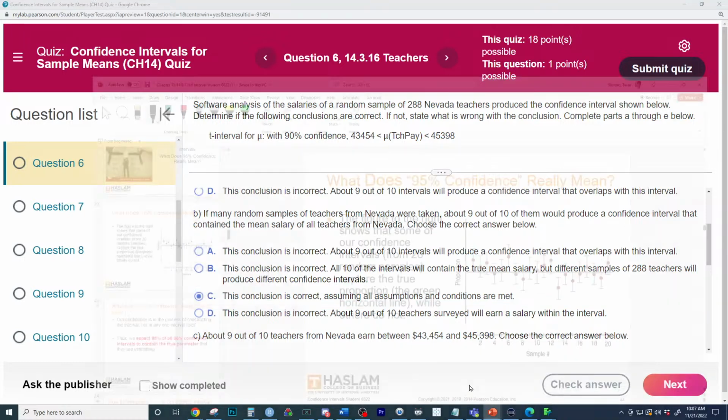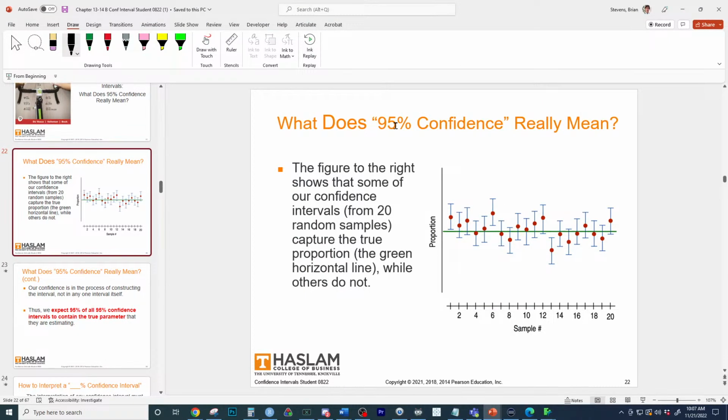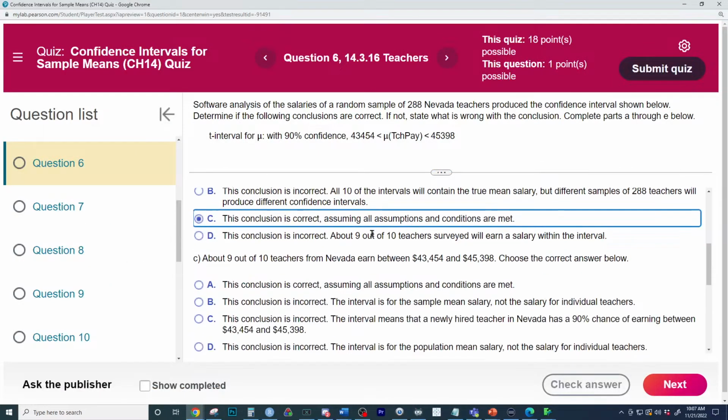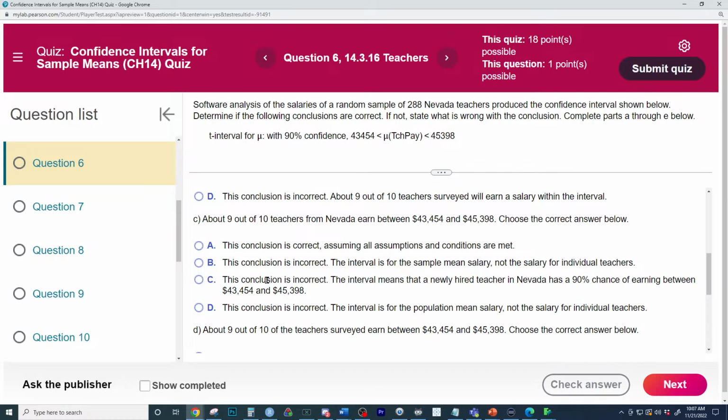That is the theory behind how confidence intervals work: if you make 90% confidence intervals, in the long run, 90% of 90% confidence intervals will contain the truth. So it's just changing the number right here to 90%, which is in the notes. We expect 90% of 90% confidence intervals to contain the truth. 13 minutes. We'll end here in about 3. About 9 out of 10 teachers from Nevada. No, this is about the mean, so that's incorrect. This is an incorrect conclusion. The interval is for the mean, not individual teachers. No, wait. Are these newly hired teachers?